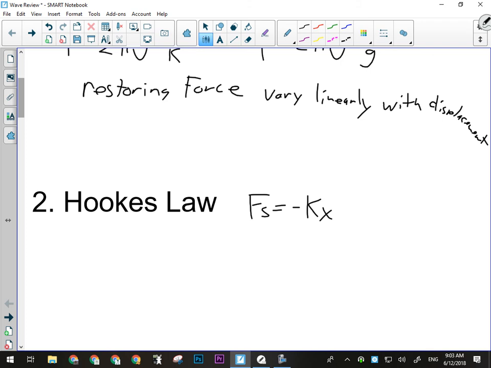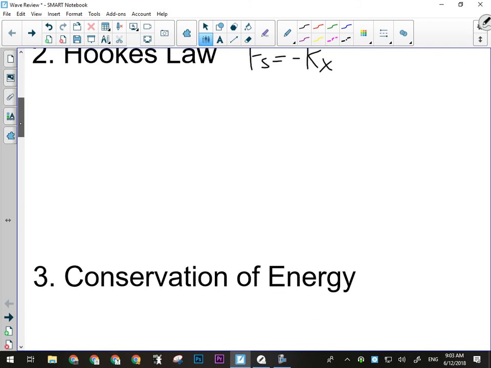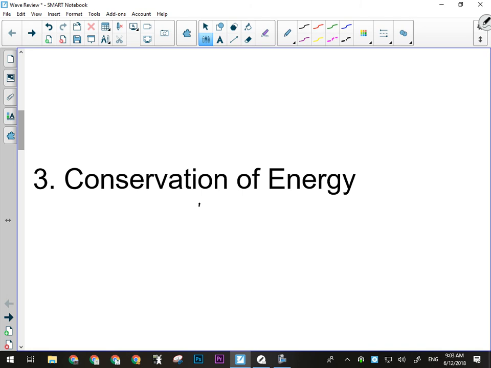All right, then from Hooke's law, okay, we talked about conservation of energy. All right, so that's the same as it was before. Ei still equals Ef for a mass on a spring, for a pendulum, whichever. Remember that our potential energy for a mass on a spring is now elastic potential energy, which is 1/2 kx squared.